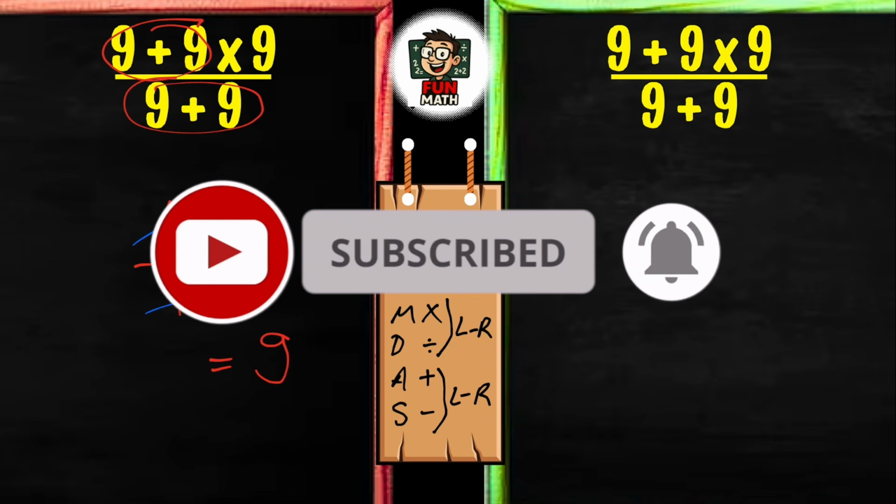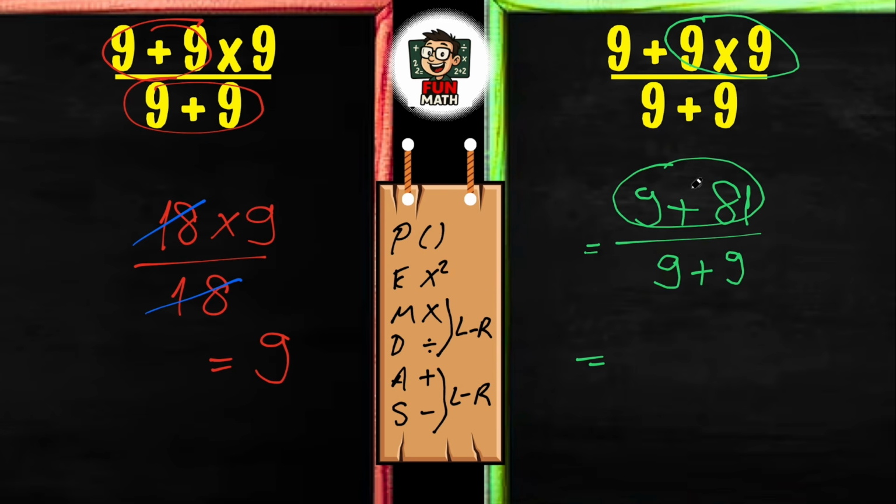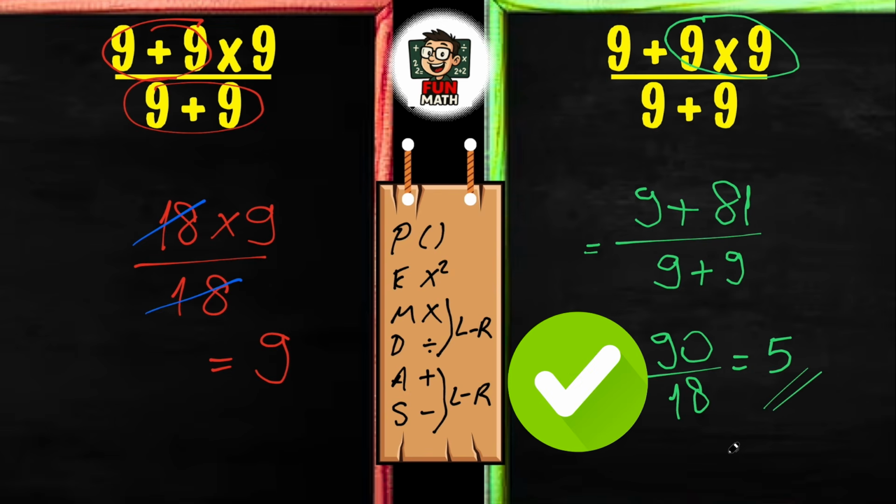First, we do the multiplication. 9 times 9 equals 81. Now, the addition. 9 plus 81 equals 90. 9 plus 9 equals 18. Finally, we do the division. 90 divided by 18 equals 5. The correct answer to the question is 5.